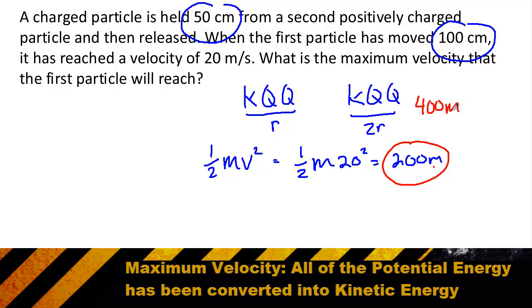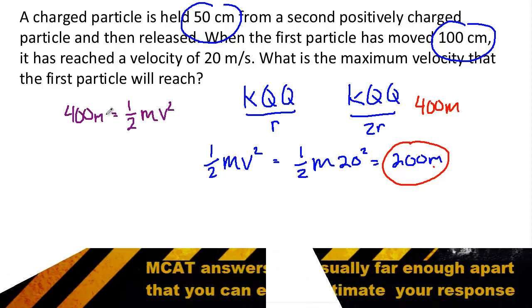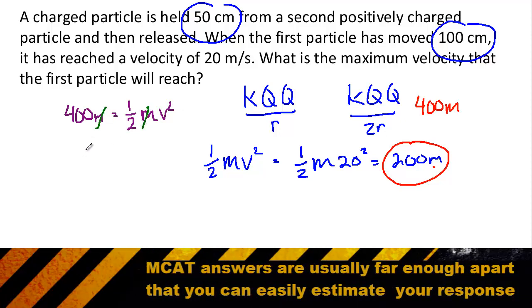Now, when they're asking for the maximum velocity, what they're really asking is how fast is this particle going when all of the potential energy has been converted into kinetic energy. So you could write the final equation for kinetic energy to be 400 m is going to be equal to its kinetic energy, which is 1/2 times the mass times the velocity squared. If we do some math, the m's cancel out, multiply both sides by 2, and we get 800 is equal to velocity squared, and then square root both sides.